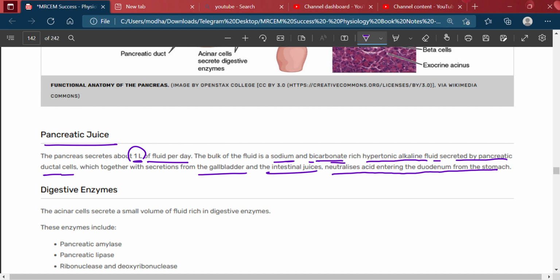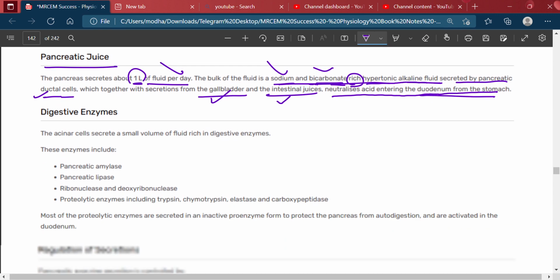The pancreas secretes about 1 liter of fluid per day. The bulk of the fluid is the sodium and bicarbonate rich hypertonic alkaline fluid secreted by the pancreatic ductal cells, which together with the secretion from the gallbladder and the intestinal juice neutralize the acid entering into the duodenum from the stomach.